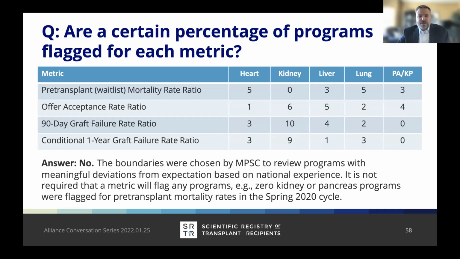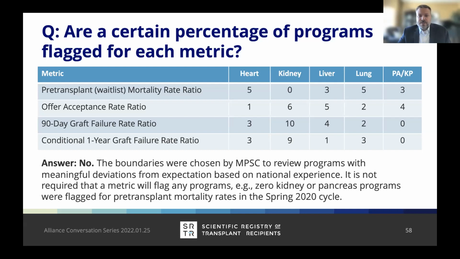The MPSC specifically chose boundaries that did not flag a certain number of programs for each metric or a certain percentage. I think grading on a curve is often discussed in the context of what the MPSC is doing. It's important to understand that while people are being judged relative to national experience, which I think is appropriate, it's different than what many people think of as grading on a curve, whereas, say, perhaps in high school, the teacher would assign the lowest 5% of patients a certain grade, and then the next 10% a certain grade, et cetera. That's not how this works.